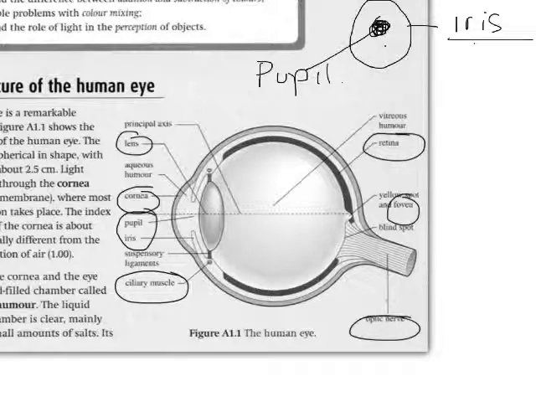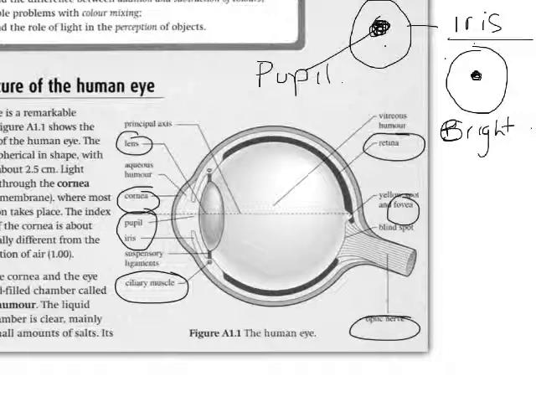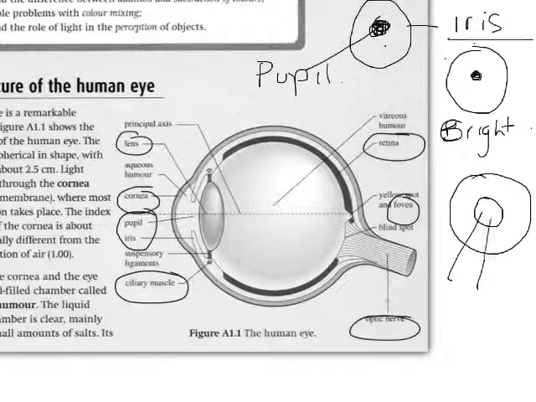What are these for? Well, if we have a bright light, then there's too much light in the room, and the iris closes up the pupil to give it a very small hole. So bright light, we have a very small pupil. But if it starts to get very dark, then the pupil needs to open up to let as much light in as possible. So you get a nice large pupil when it's very dim. So that's what the iris and the pupil are for.